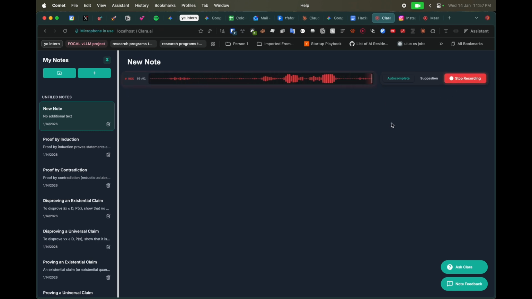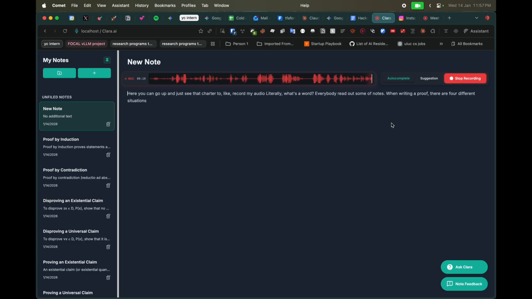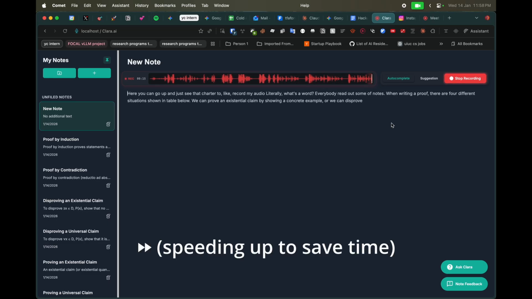So here you can just see that it started to record my audio literally word for word. Let me read out some of the notes. When writing a proof, there are 4 different situations shown in the table below. We can prove an existential claim by showing a concrete example, or we can disprove a universal claim by showing a concrete counterexample. The other situations require a general argument that works when you put in any value.